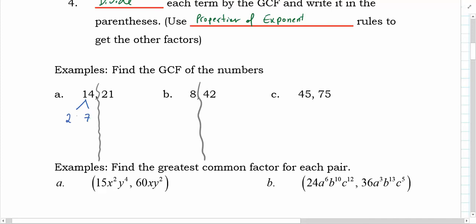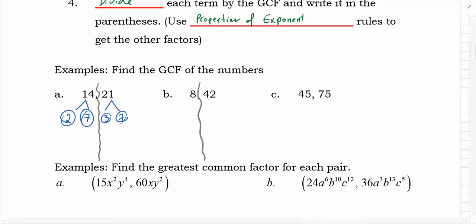And from here, we would look to see if there's any other value that can divide each of these. Now, 2 can only be divided by 2 in itself. It's a prime number, so we'll stop here. Same thing with 7. It's a prime number, so we'll stop right there. For the number 21, it can be divided into 3 and 7. 3 is prime, so we'll stop, and 7 is prime as well. Neither of these can be divided by anything except for 1 and itself.